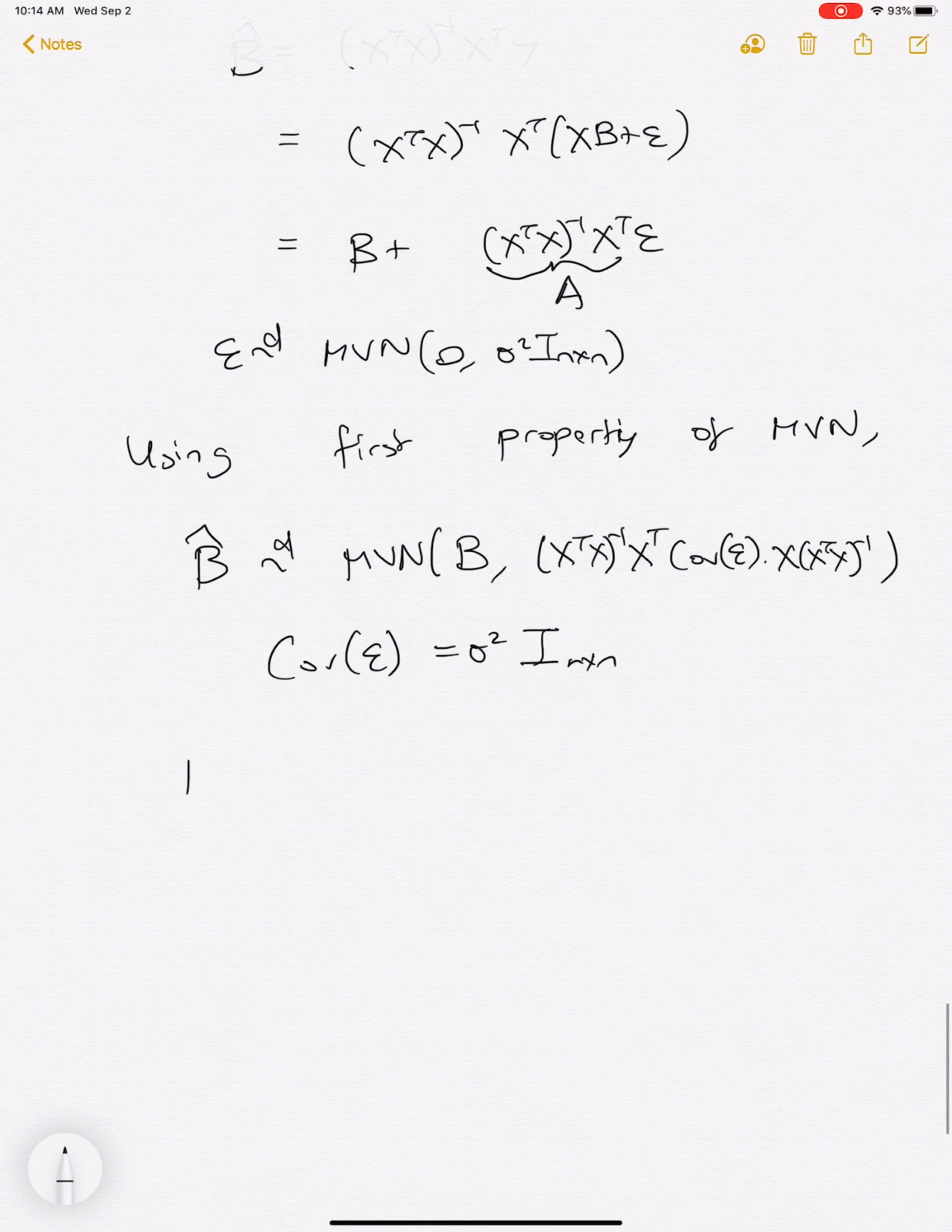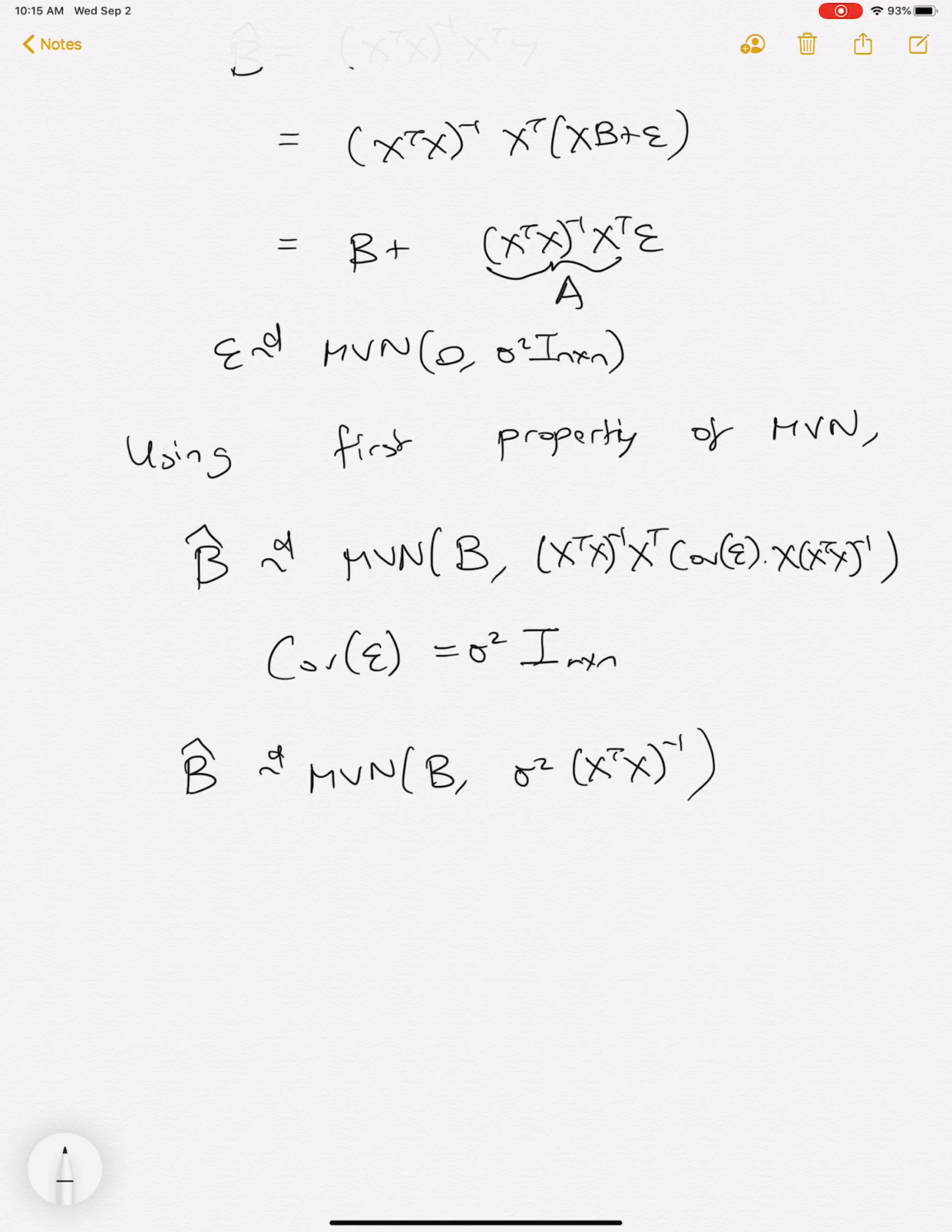And so what we end up with is that b hat is multivariate normal with mean b, and then the covariance is going to be sigma squared (X transpose X) inverse, because we get cancellation of the inverses. And so, some of these terms will look familiar to you. Recall that in the previous lecture we showed that b hat had a mean of b, so it was unbiased, and then this expression sigma squared (X transpose X) inverse came up when we calculated the mean squared error, because that is the covariance.